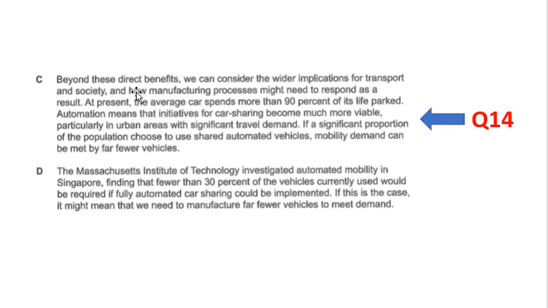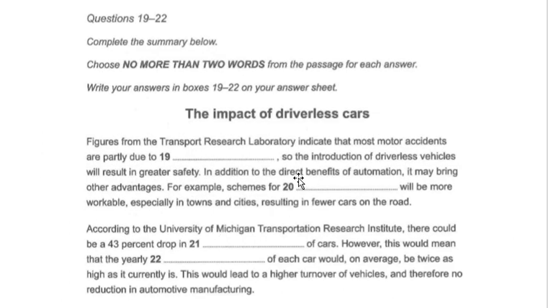Paragraph C, beyond these direct benefits. And what does the question here say? In addition to the direct benefits. That means it is asking us to go to the next paragraph. So once you read the paragraph carefully, you see how easy it is. It may bring other advantages. So what are the other advantages? For example, schemes for car sharing will be more workable, especially in towns and cities, resulting in fewer cars on the road.